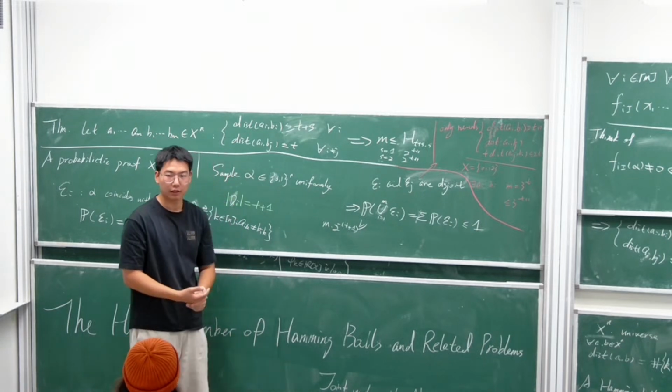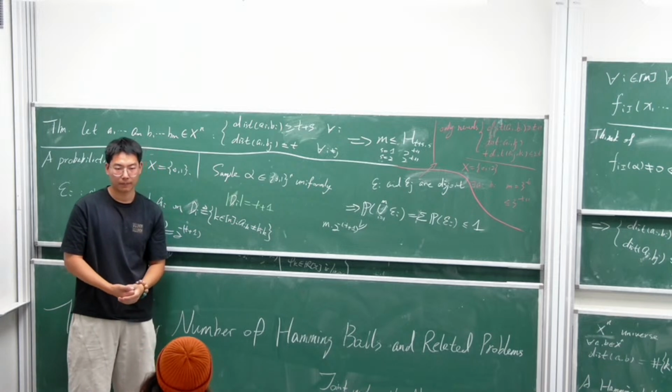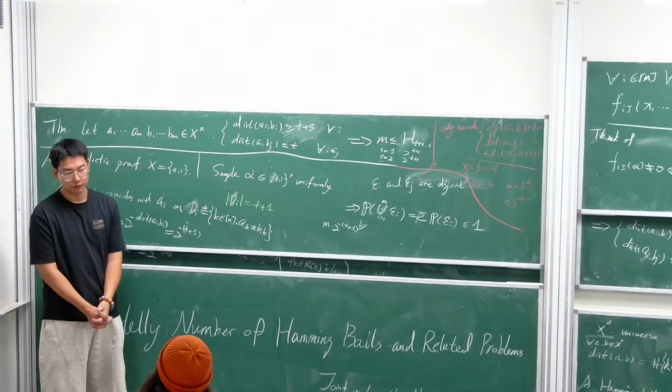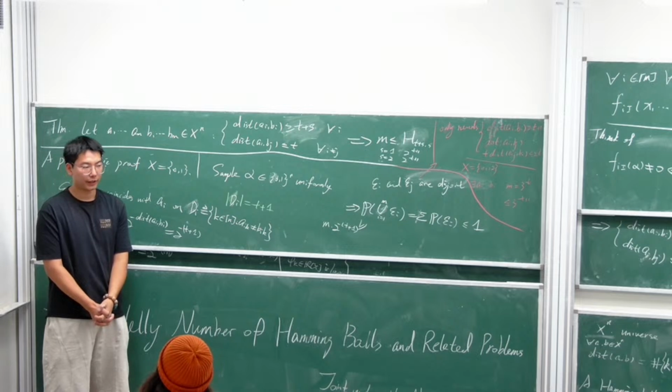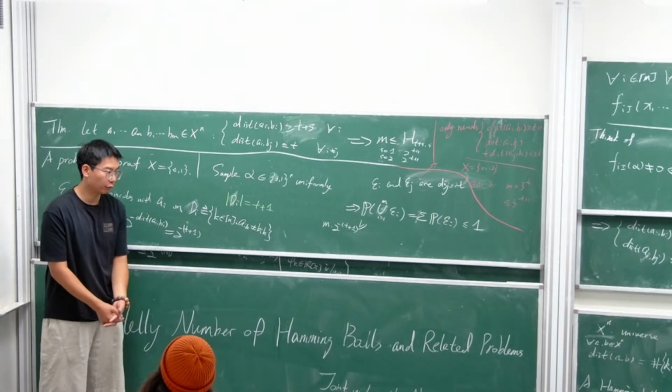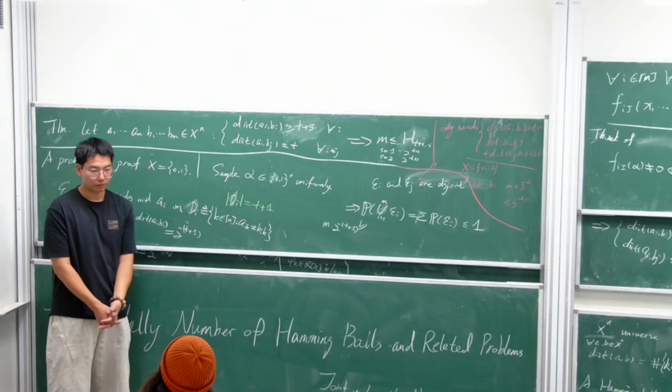Yes. If your alphabet has like 6 points, do you do the probabilistic proof or the algebraic proof? It depends on what bound you get. For the probabilistic proof, you can always get a 4 to the power t bound, whatever alphabet you get.